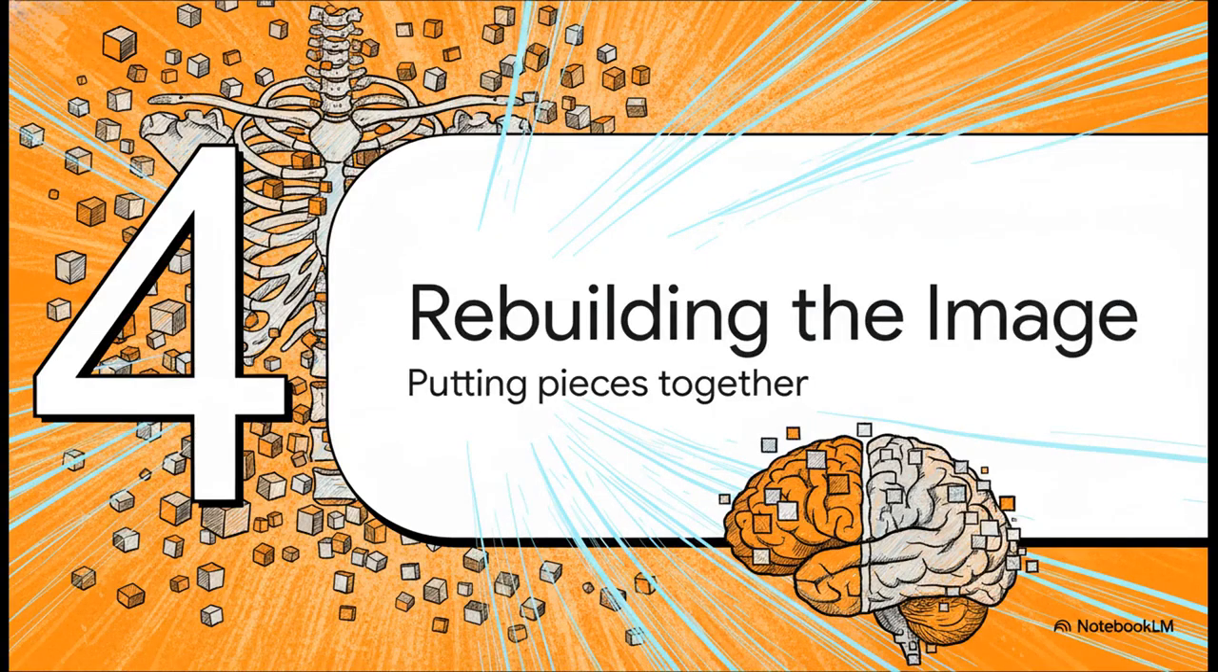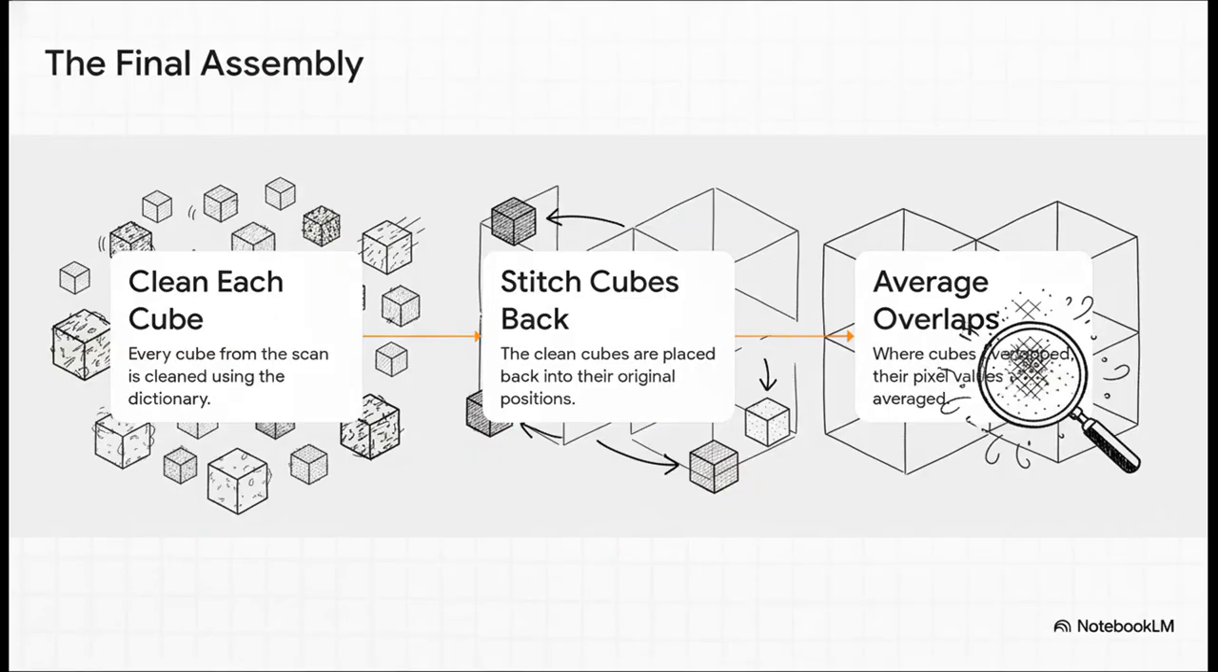So we've done it. We've taken every single one of those little cubes and cleaned them up using our dictionary. Now for the grand finale, putting all the clean pieces back together to create that perfect image. The process here is really methodical. First, every single cube gets its denoising treatment. Then, they're all stitched back together into their original positions, like a giant 3D quilt.